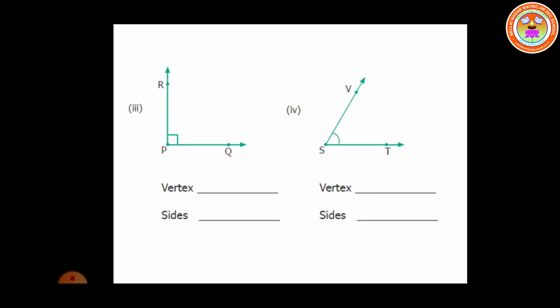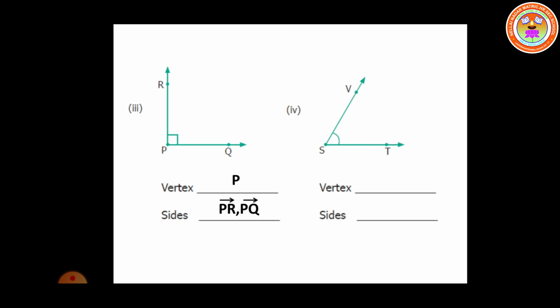Next, third subdivision. They gave the angle at the vertex P. So the vertex is P and the sides are, what are the rays from the point P? The ray PR and the ray PQ.